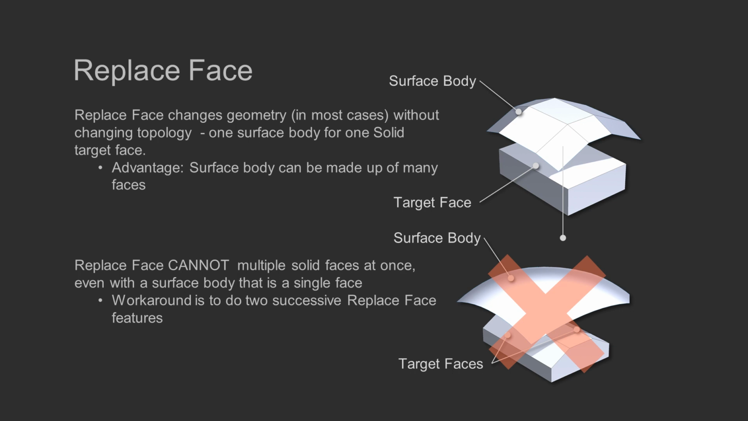Now, unfortunately, the opposite is not true. You generally cannot replace multiple faces of the model with even a single surface body. And the workaround there basically is that you have to do it successively. That is, you have to replace one face of the model, then create another replace face feature and replace the other face with the exact same surface body. Just a limitation. I'm not sure why it exists. Sometimes it does work, many times it doesn't. So just be aware of that. It's not you. It's just the limitation of the tool.